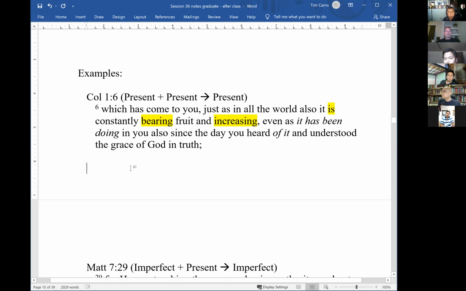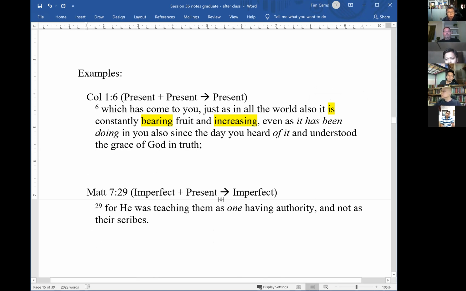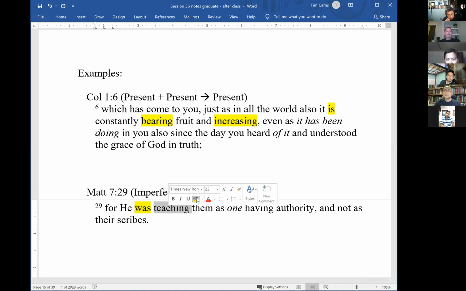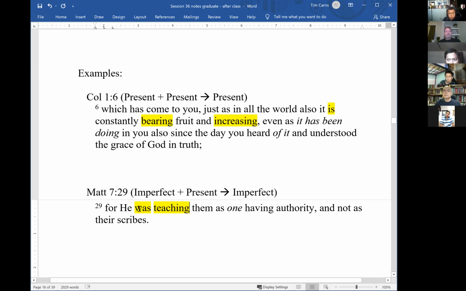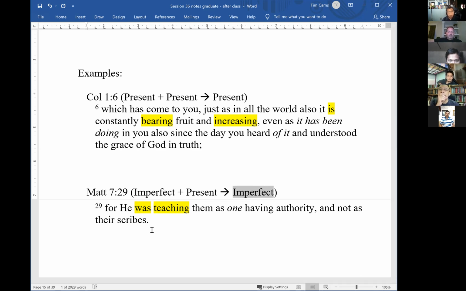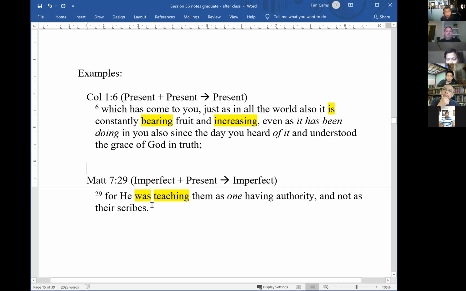An example of an imperfect verb of being was, in this case, "teaching" is my participle in this passage. Because it's an imperfect verb of being "was" in the Greek, even though "teaching" is present tense, I translate it in the imperfect. He was teaching. Ongoing action in the past. It's not "he is teaching them as one having authority." He was teaching them.